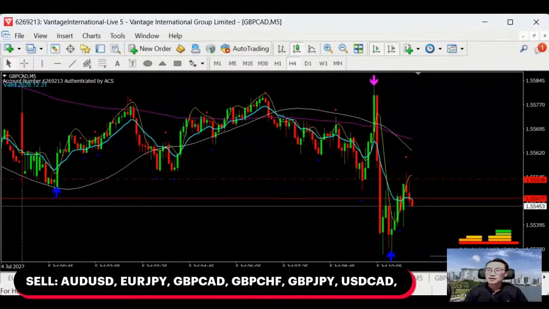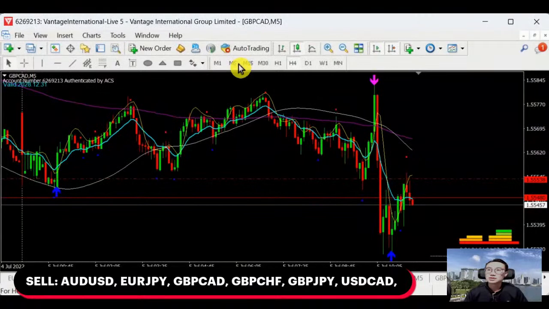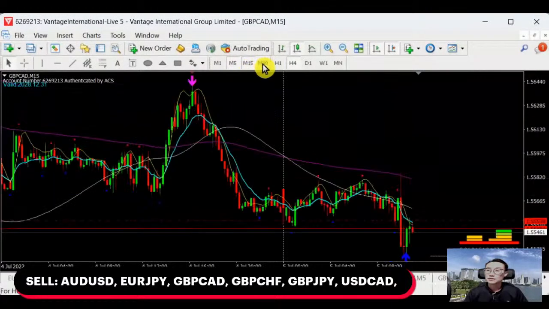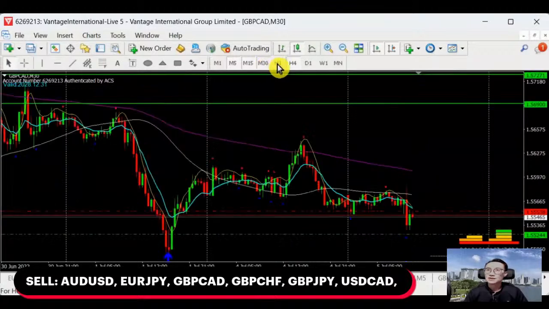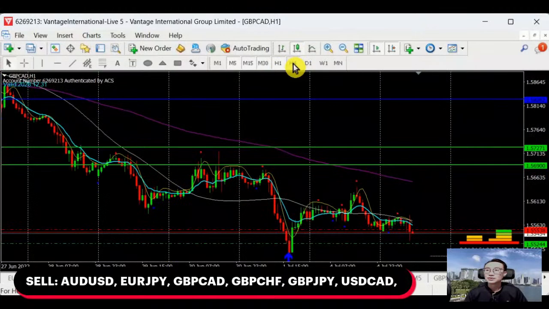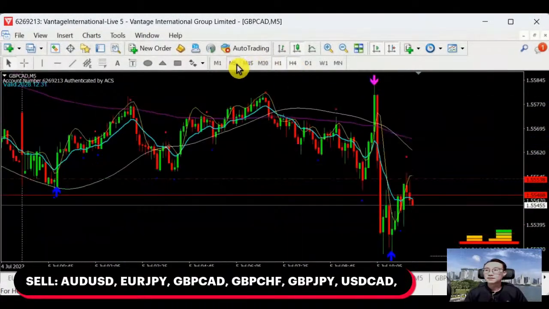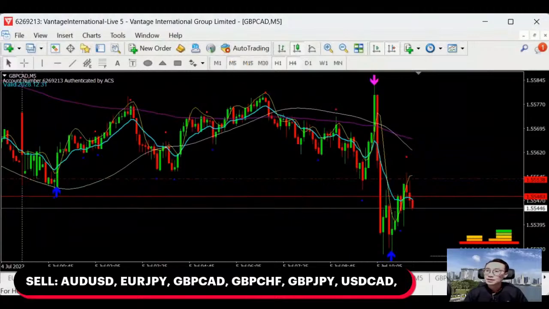GBPCAD, for now, as I see, we have a good chance for a scalp. A good chance for scalping over here for a 5. I think it's good. A 5 will be good. We can go for a scalp for 5. It will be good.